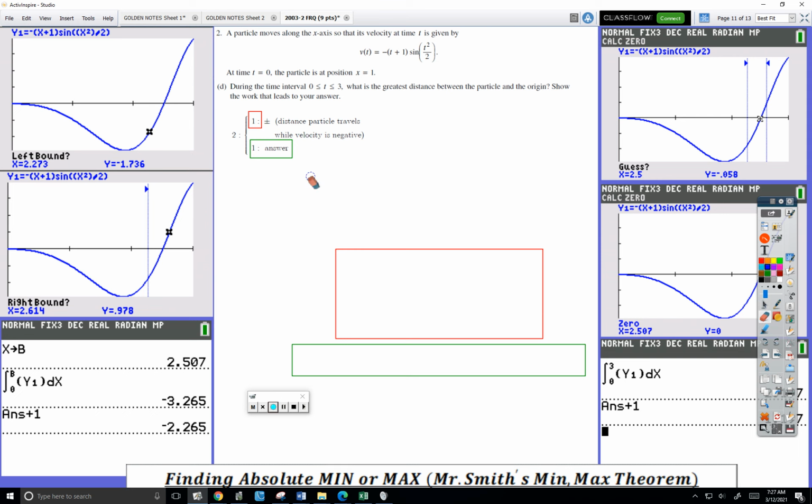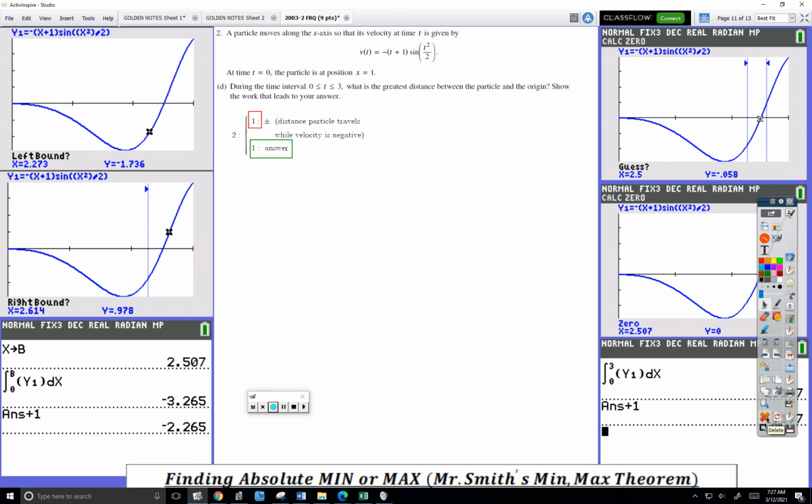First thing I always want to write down when I'm doing the min-max theorem is, I'm trying to find when x of t is min or max. So I focus first on x prime, which is v. And I've got to find when v has values of 0. So I get to use my calculator. So here's my plot of v.